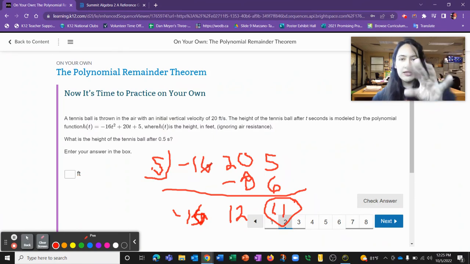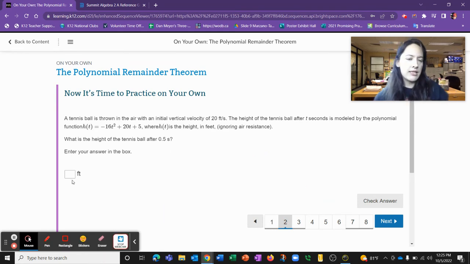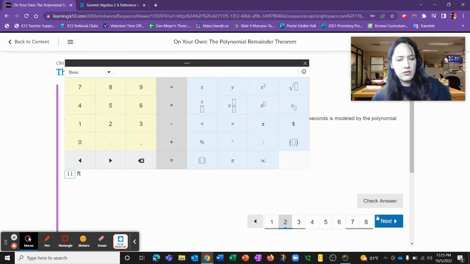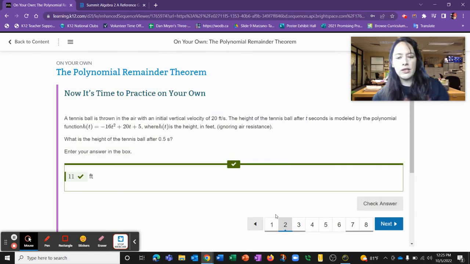So notice that was synthetic division. I like synthetic division a little bit more than polynomial long division. It's just a simpler method. It's more efficient. But let's see if it worked. Cool. That's how you use the polynomial remainder theorem to evaluate functions at a value.